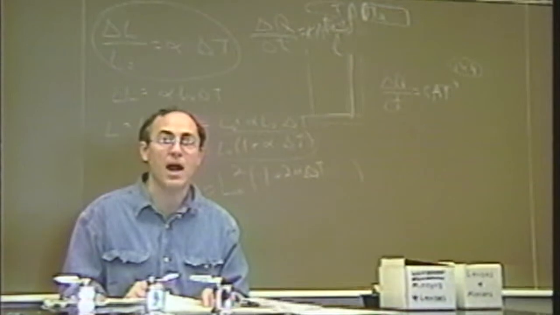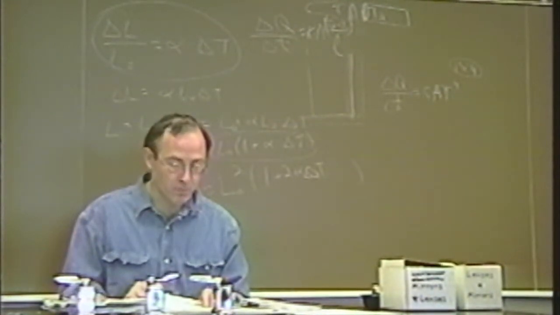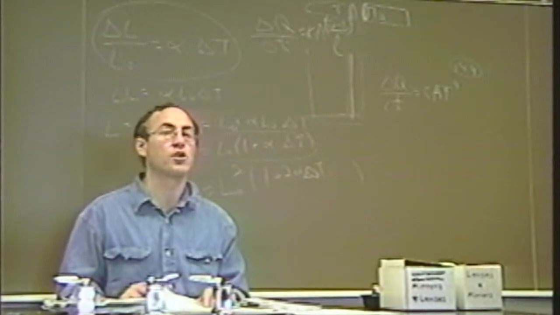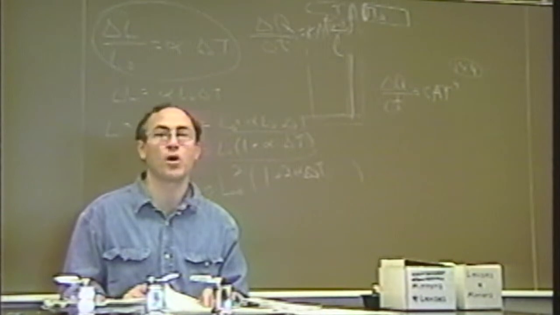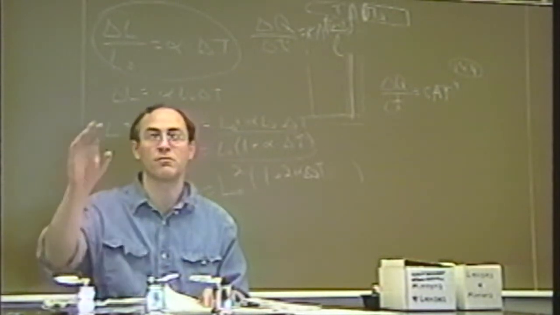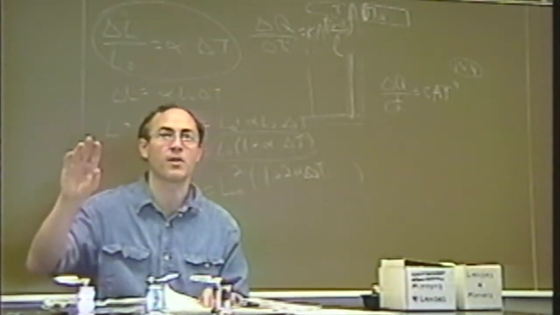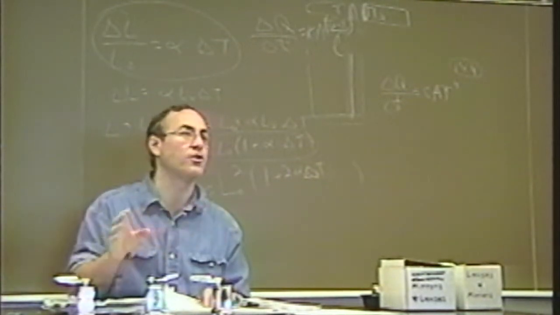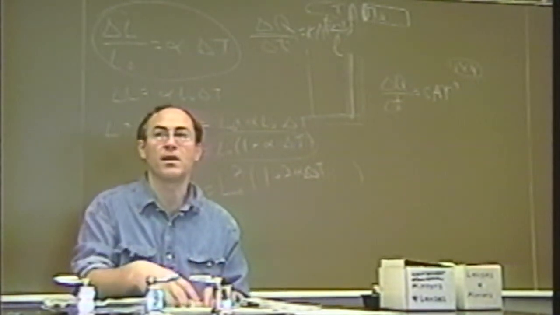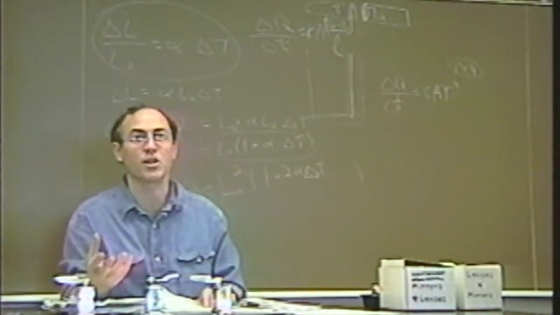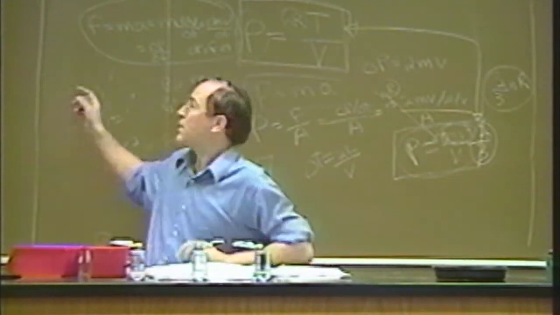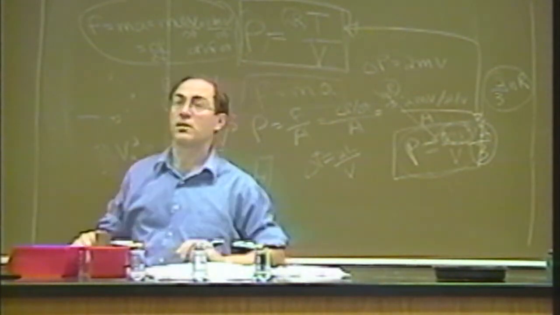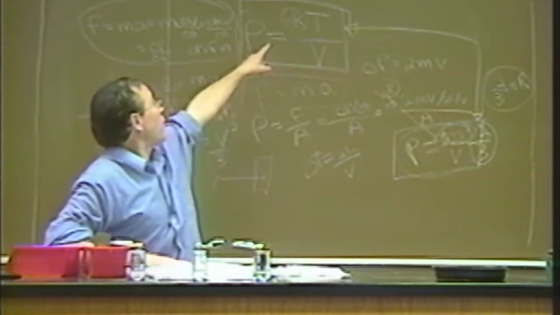We connected the average kinetic energy and temperature, right? Obviously, if we know what the temperature is, we know how much average kinetic energy. If there are n particles and each one has an average kinetic energy of, let's say, half mv squared, then the total amount of thermal energy in that gas will be the amount of particles times the average kinetic energy. So that's what we wrote as P is equal to nRT over V.